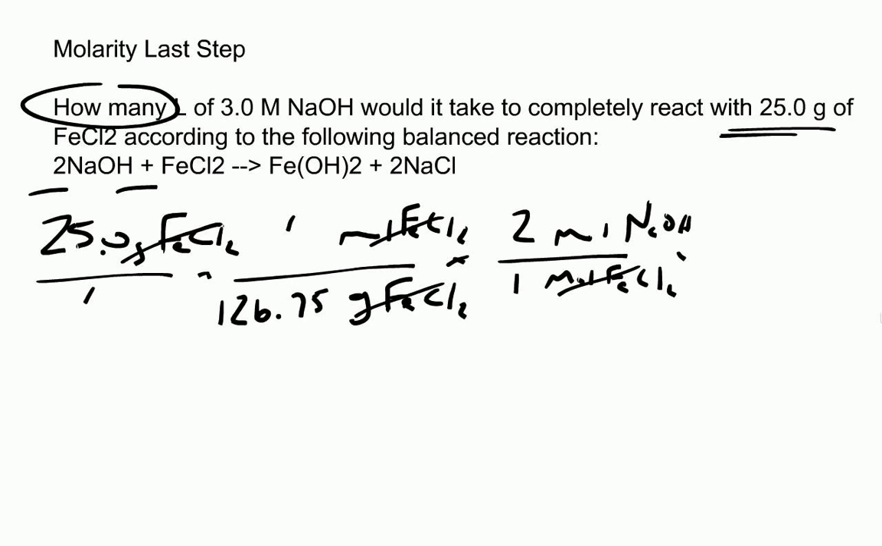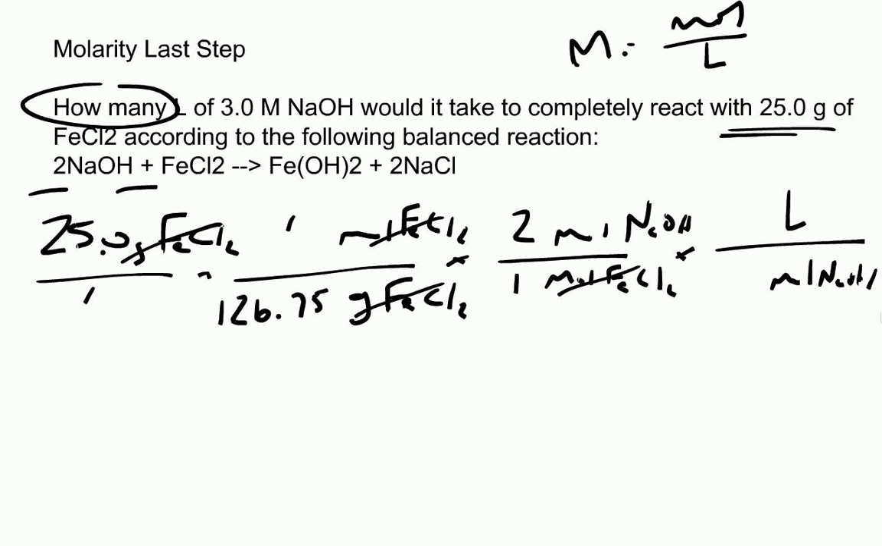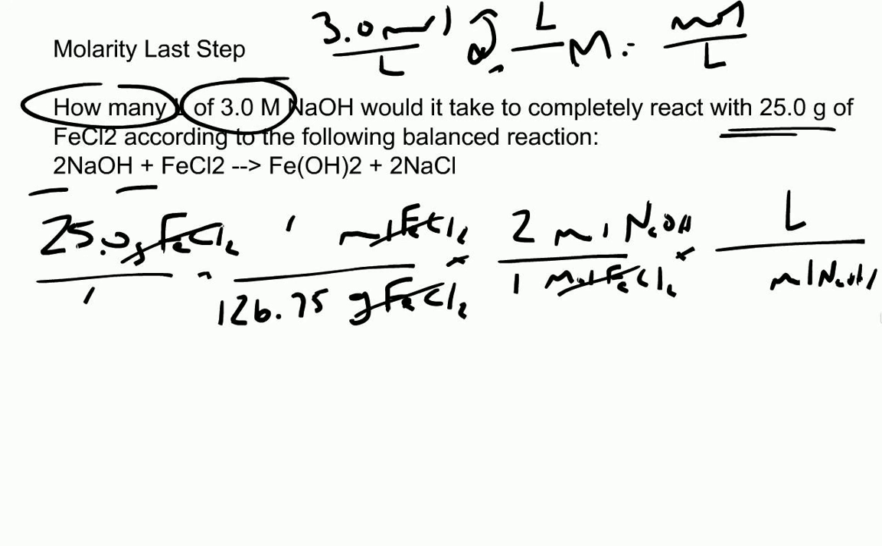And I finish this off with the molarity last. This is what I call the molarity last step problem. It's because I want moles of NaOH down here, and I want liters of NaOH on top. Now this is a molarity, but it's upside down. Remember, molarity is normally moles over liters, but I can flip it around to become liters over moles so that I can get the moles to cancel, leaving behind my liters. Just remember that if you flip it upside down, the number of molarity goes where the moles are. So 3.0 moles per liter gets flipped around to be 1 liter over 3.0 moles.